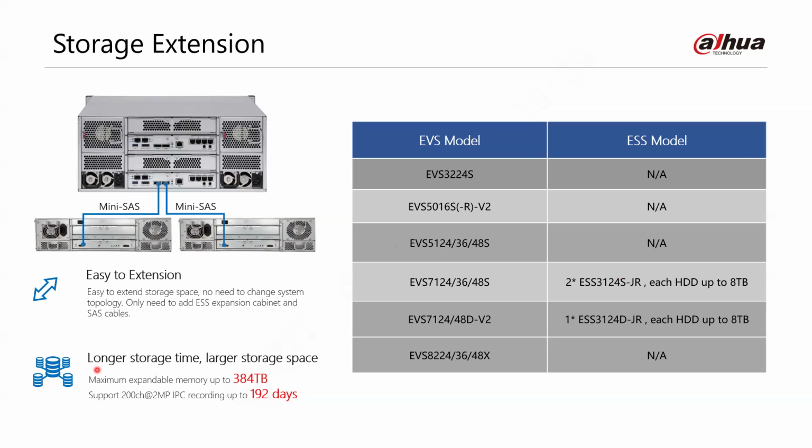So the maximum expandable memory is up to 384 terabytes and can support 200 channels at 2 megapixel IPS recording for up to 192 number of days. So for these particular EVS models, some can support the ESS model, some cannot support the ESS model. So in this case, this is just a basic expansion cabinet just to enable you to do storage expansion for the EVS to collect more information from the front-end devices, that is the cameras.